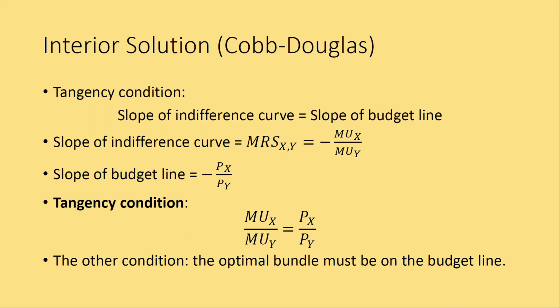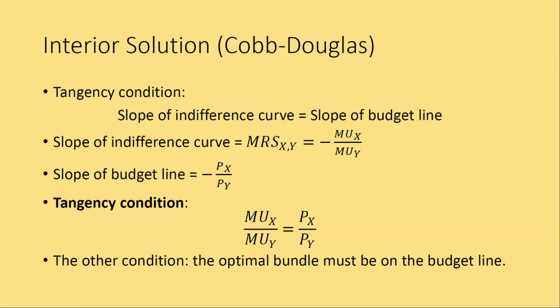The slope of the budget line is also a negative value because both of them are downward sloping. It is the negative of the ratio of the price of good x to the price of good y. So this tangency condition implies that those two slopes are equal, and we can cancel out the negative sign. What we are left with is the tangency condition: the marginal utility of good x divided by the marginal utility of good y equals the price of good x divided by the price of good y.